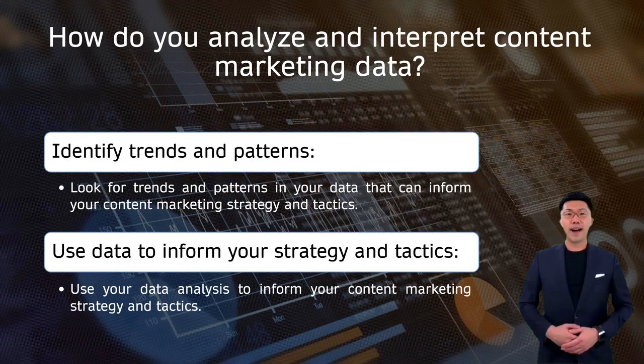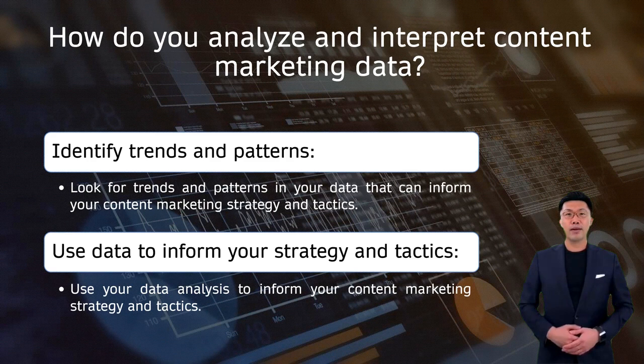Step 3. Identify trends and patterns. Look for trends and patterns in your data that can inform your content marketing strategy and tactics. For example, if you notice that a certain type of content or channel is consistently driving higher engagement, you may want to focus more of your efforts on that area.